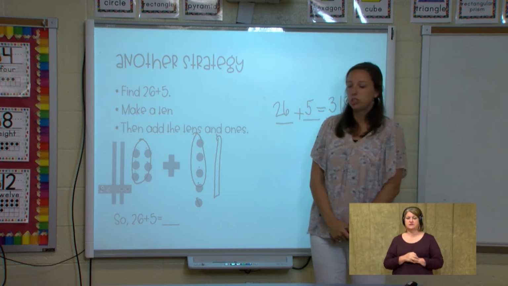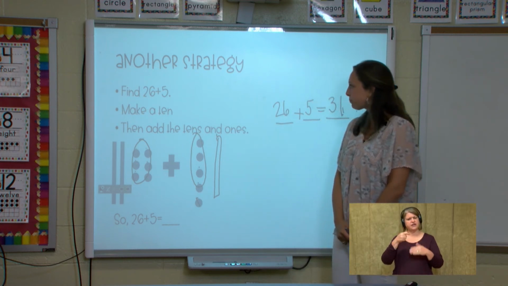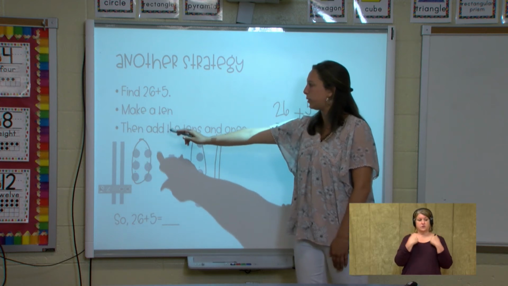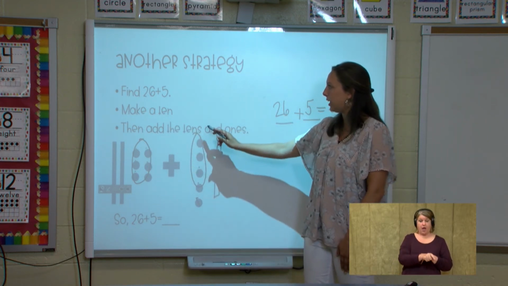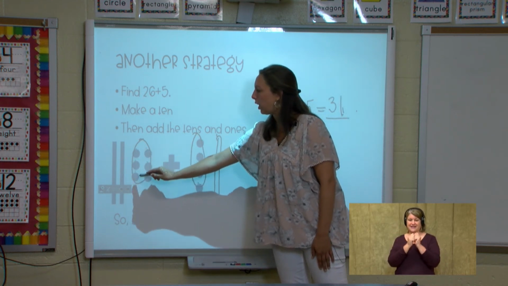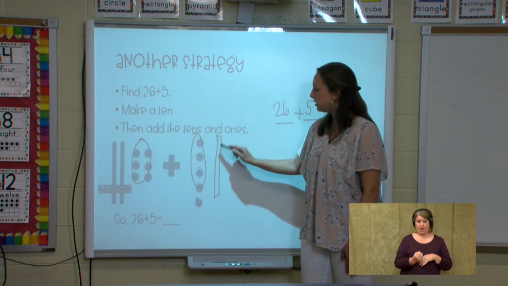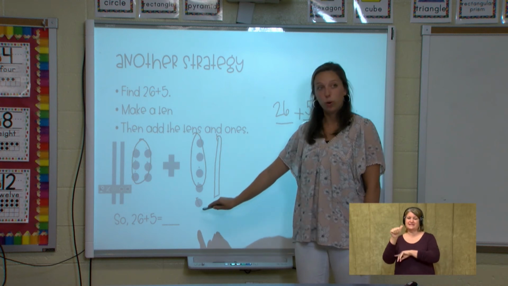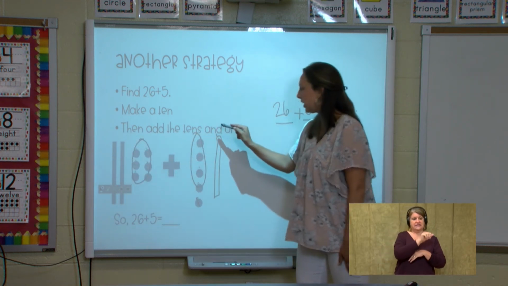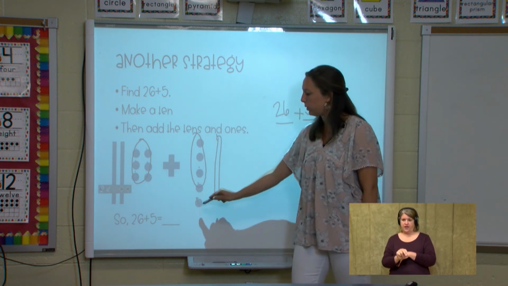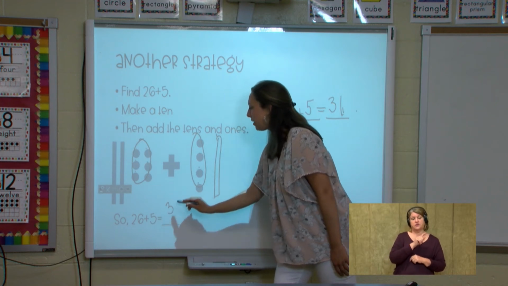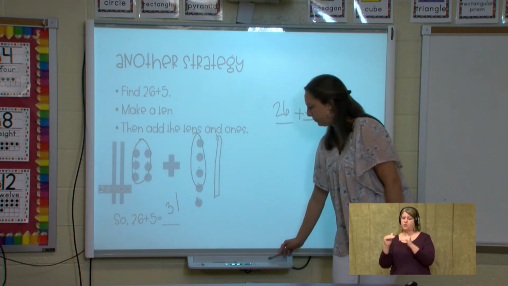Let's always double check ourselves, okay? We have the 2 rods for 26 and the 6 ones, and then our 5 ones. When we added them together, we counted our ones to make a 10, but we had 1 left over, and then we counted 10, 20, 30, 31. So 26 plus 5 equals 31.